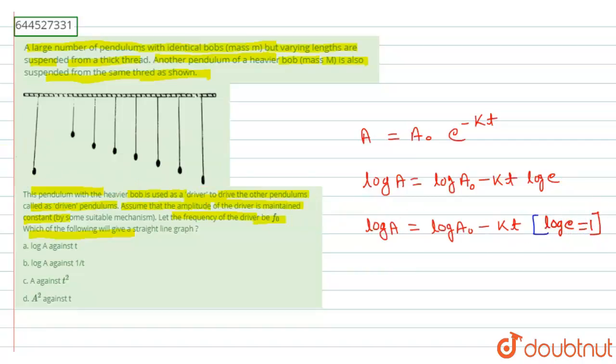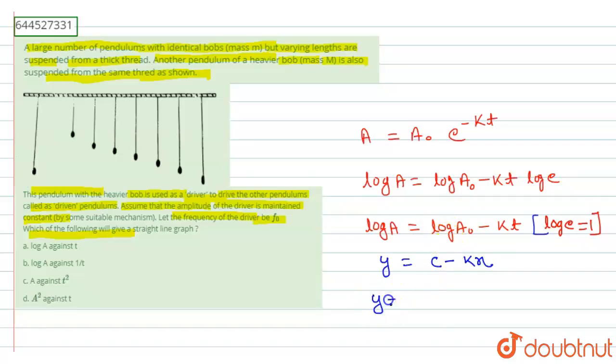Now from this, it is clear that we can assume y, and this is equal to c minus kx. So we can say that log A is equal to y, and t is equal to x. So this will give a straight line. So y versus x will give a straight line, where y is log A. From this we can see that log A versus t will give a straight line, where the slope of this line is minus k, and the intercept is c.